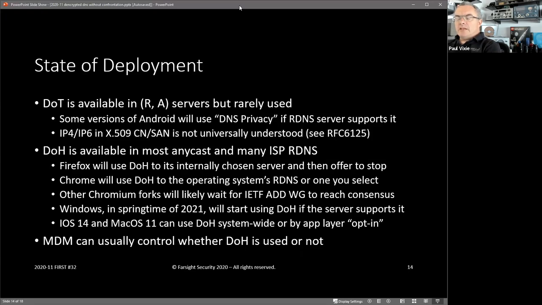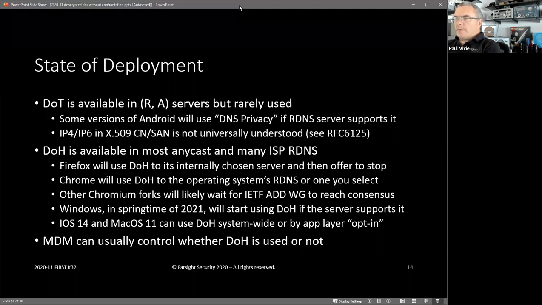DOT is available in most recursive and authoritative servers, but it's not used very much. Some versions of Android use it, or can use it if you turn on DNS privacy, but that's not the default. And the reason this is so hard is because the X509 certificate system doesn't make it easy to have an IP address as your common name or your server alt name.